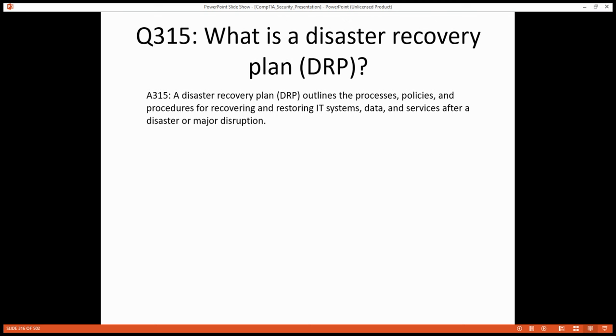Q315. What is a disaster recovery plan, DRP? A315. A disaster recovery plan, DRP, outlines the processes, policies, and procedures for recovering and restoring IT systems, data, and services after a disaster or major disruption.